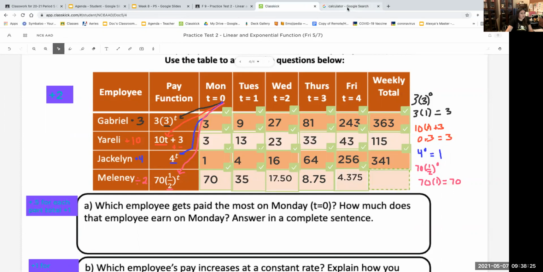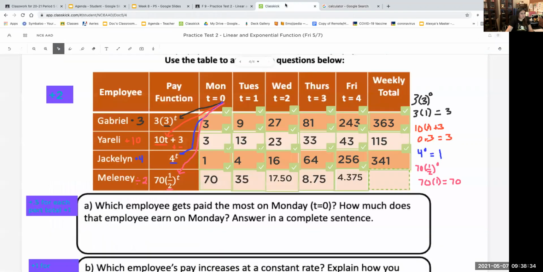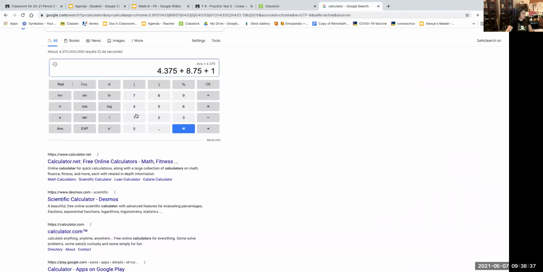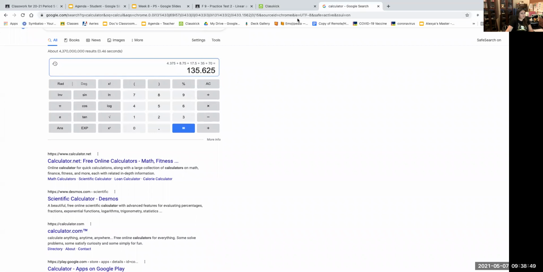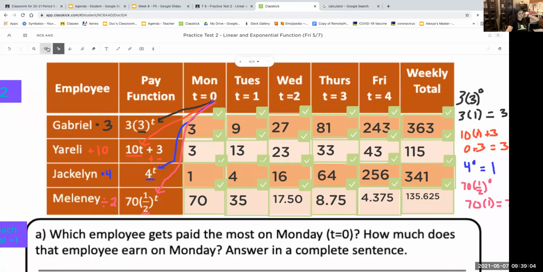Now add all of these up. Plus 8.75 plus 17.5 plus 35 plus 70. 135.625. And there we go. Let me zoom in so you guys can see those smaller numbers a little bit better.